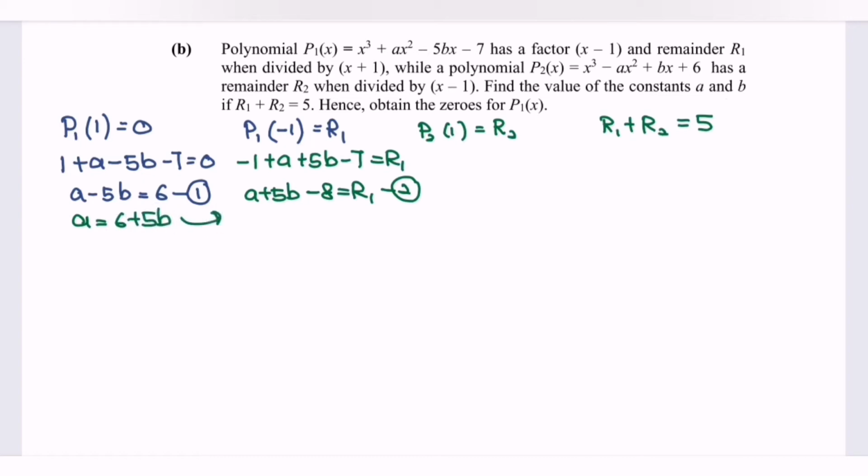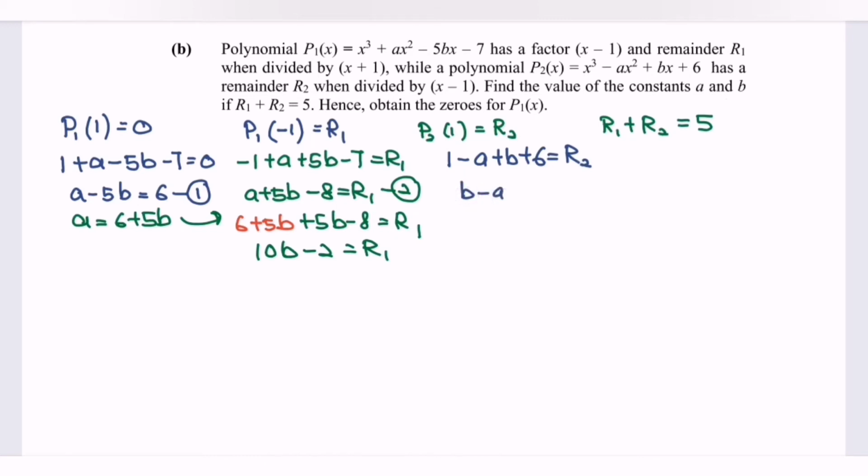So we may substitute the situation. In here, we will have 6 plus 5b plus 5b minus 8 is equal to r1. So simplify. So we will have 10b minus 2 is equal to r1. So proceed. Focus on the p sub 2. If we substitute the value 1, we will have 1 minus a plus b plus 6 is equal to r sub 2. Simplify. So b minus a plus 7 is equal to r sub 2.